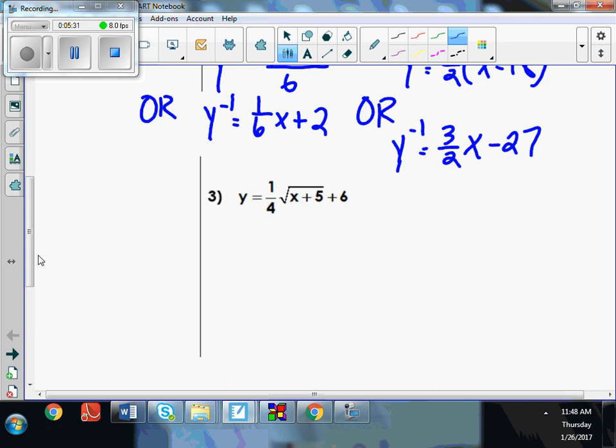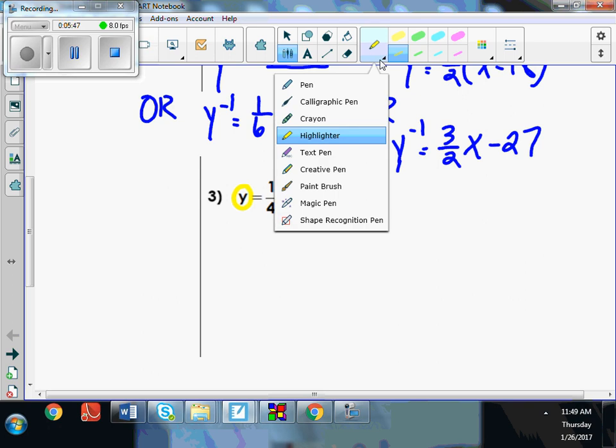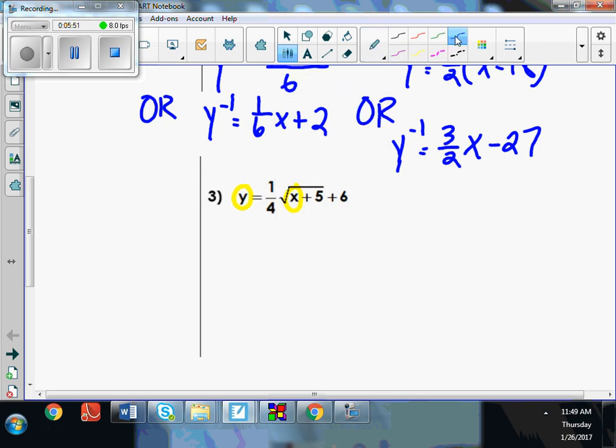This one's a square root. When I find the inverse of a square root, what am I going to get? Think about what we graphed last night. When you graphed the square root, what did you end up with? A quadratic. So the inverse of a square root, we should end up with a quadratic. So the very first thing we want to do, we switch x and y.